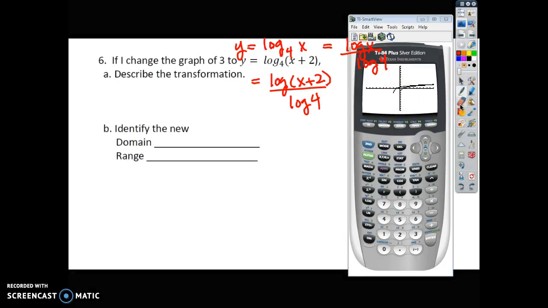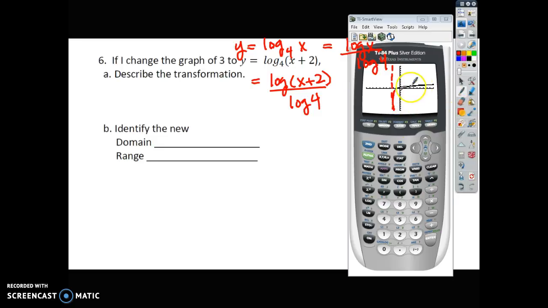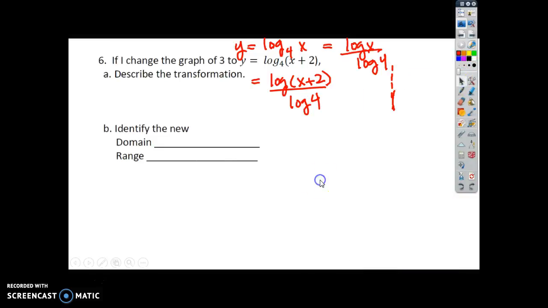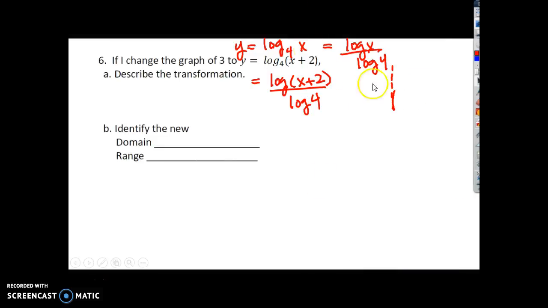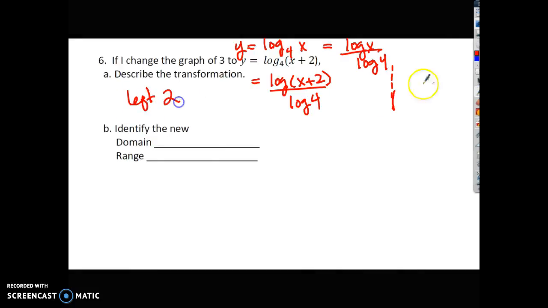And one thing I want to point out is right here, this calculator shows that this ends right here. This logarithmic function does not end. It keeps going. The only thing is that there's an asymptote right here, so the calculator does not draw it for whatever reason. Okay, so what happened between the original one and the next one? It actually went to the left by 2. Okay, it went to the left by 2.